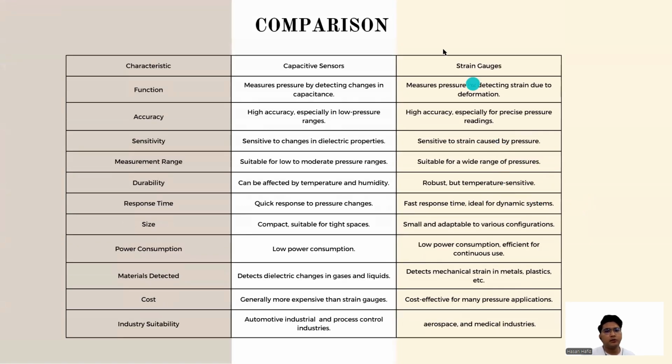So, yes, about the comparison of the sensors, capacitive and strain gauge. For function, the capacitive sensor measures pressure by detecting changes in capacitance, but the strain gauge measures pressure by detecting strain due to deformation. Also, the size of the capacitive sensor is compact and suitable for tight space. The strain gauge is small and adaptable to various configurations.